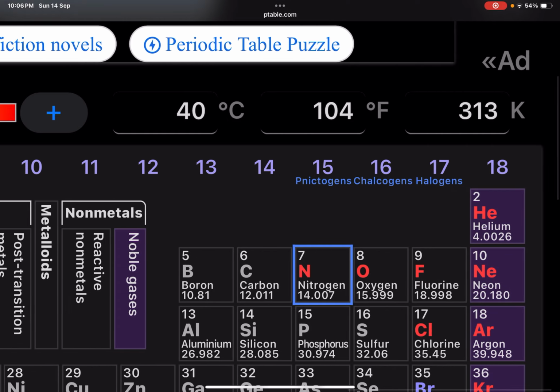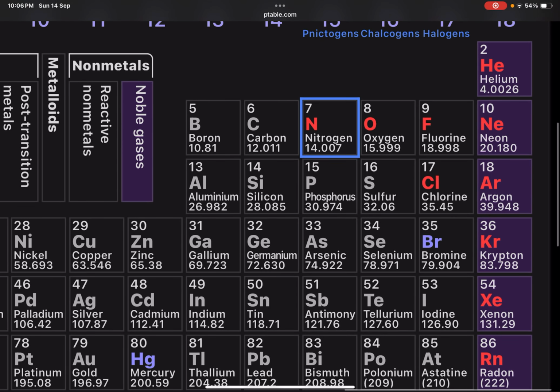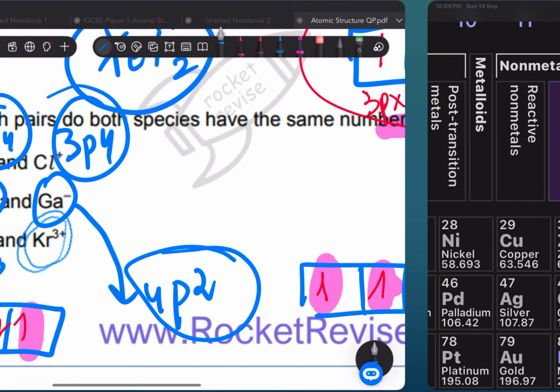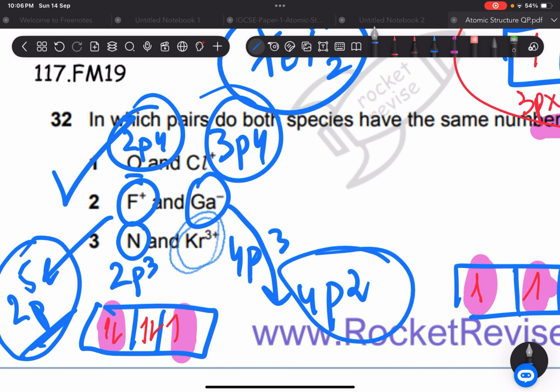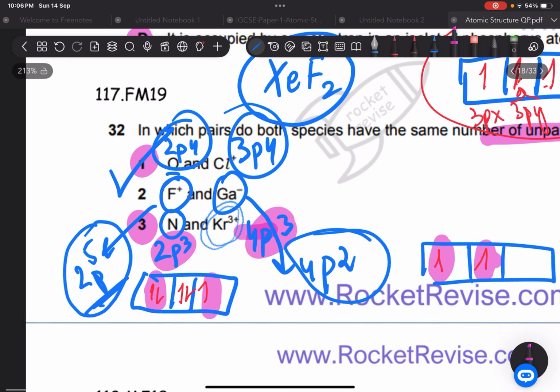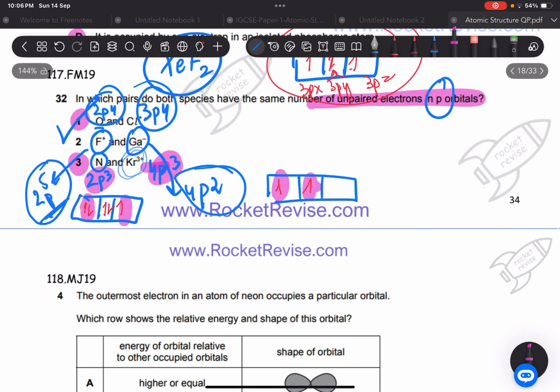Okay, so krypton loses 3 electrons. So this is krypton, and we're forming a 3 plus ion. That means it's going to lose 3 electrons. It's going to have the electronic configuration of arsenic. So arsenic is 1s2, 2s2, 2p6, 3s2, 3p6, 3d10, 4s2, 4p1, 4p2, 4p3. So that's 4p3 and 2p3. So they're going to have the same configurations for the p orbital. So it's only 1 and 3. They have the same, whereas the second one, it does not. Gallium and F plus don't have.